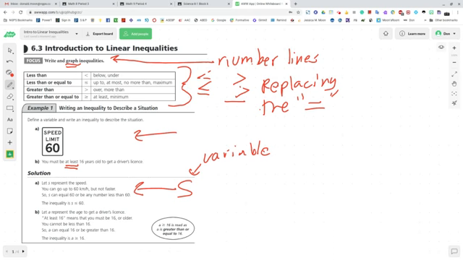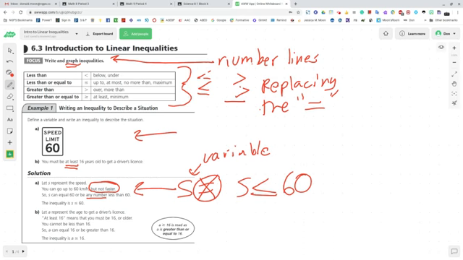Usually we would have put an equal sign in here, but we're not going to be using the equal sign anymore. So let S represent the speed. So S equals speed. And we can go up to 60 kilometers an hour, but not faster. That's a clue right there. So S can equal 60 or be any number less than 60. So the inequality is S is less than or equal to 60.